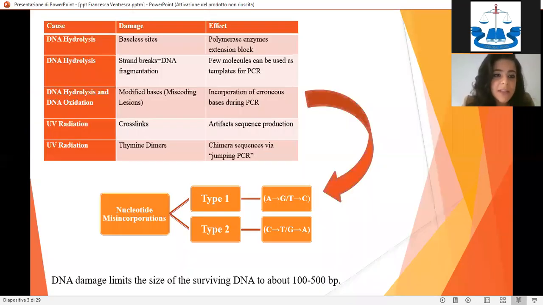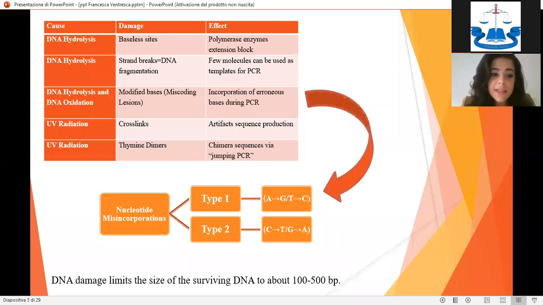The main causes of DNA damage are the DNA hydrolysis that can cause the abasic sites, and the effect could be the extension block of the polymerase enzymes. It can also cause the strand breaks, such as the DNA fragmentation, and the consequence is that few molecules can be used as templates for PCR.